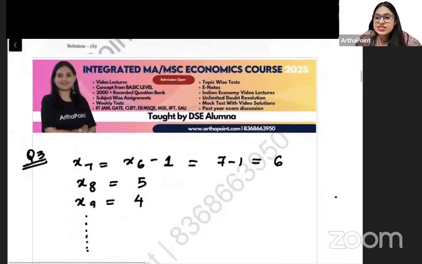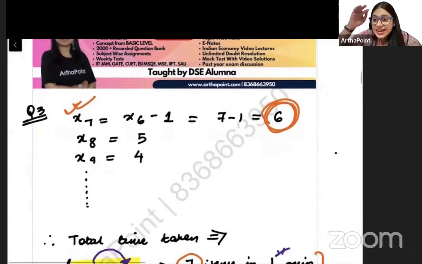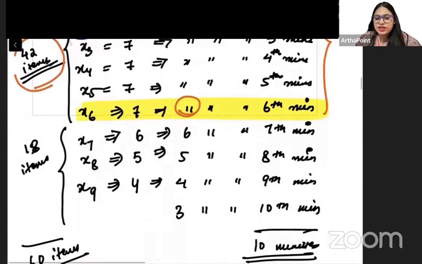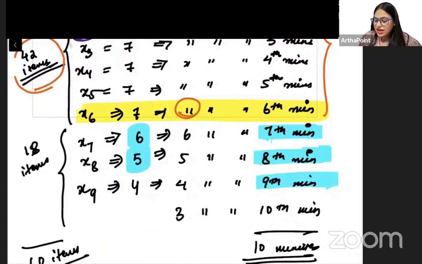That means that in the 7th minute, I will count 1 less item. So I will only count 6 items. In the 8th minute, I will only count 5 items. In the 9th minute, I will only count 4 items. So this is what I have done here. In the 7th minute, I have counted 6 items. In the 8th minute, 5 items. In the 9th minute, 4 items. In the 10th minute, 3 items.